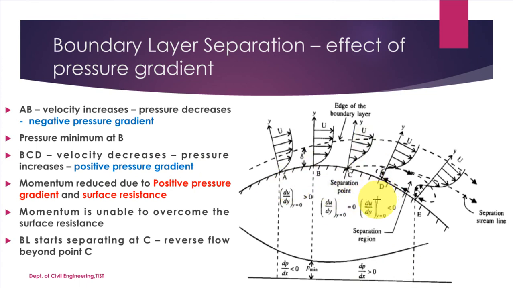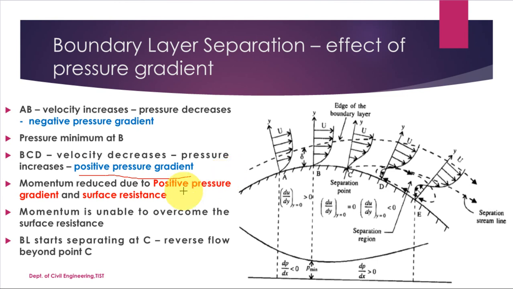If we have a positive pressure gradient for a sufficient distance, then the boundary layer will be separated. So it is not a good thing. A positive pressure gradient is not a positive thing for the boundary layer. If we have a positive pressure gradient for a sufficient length, then the boundary layer will be separated.